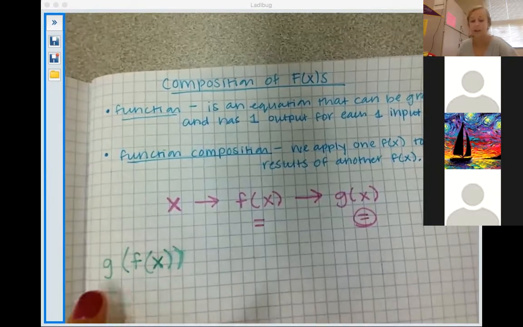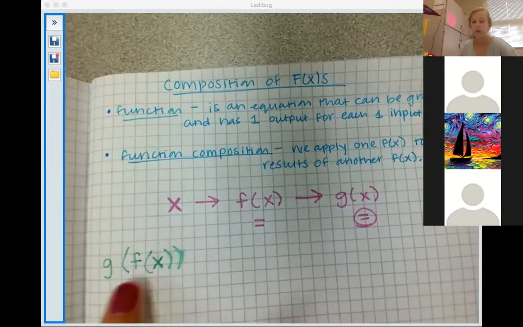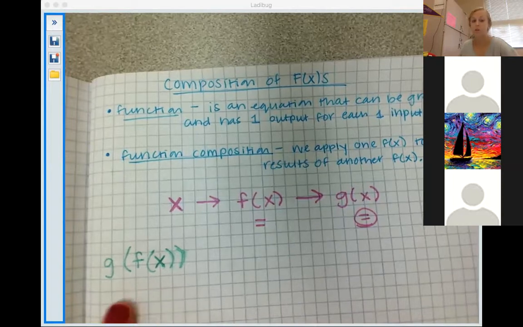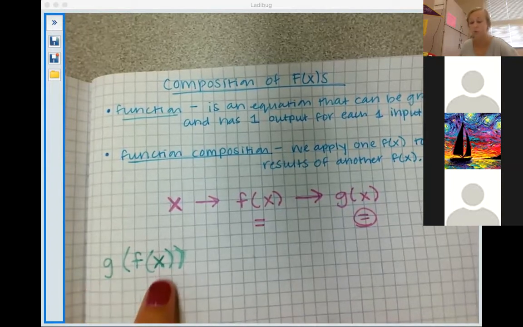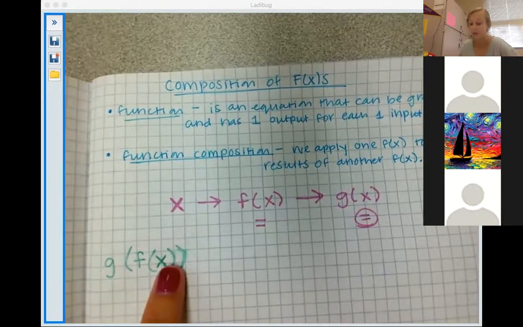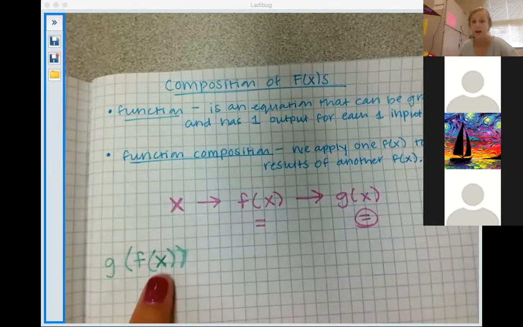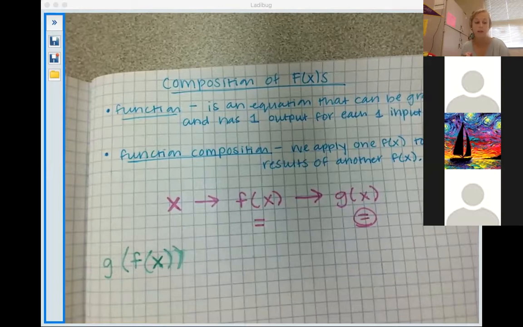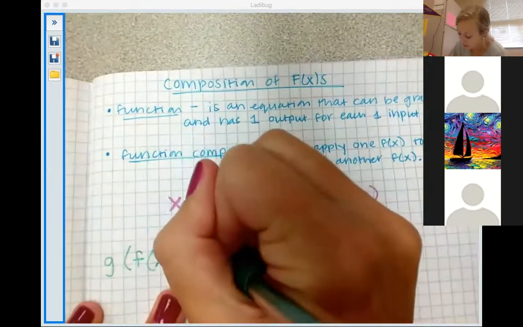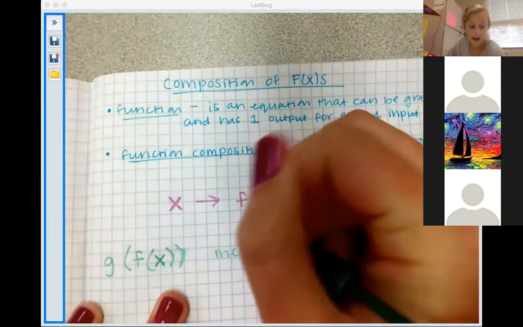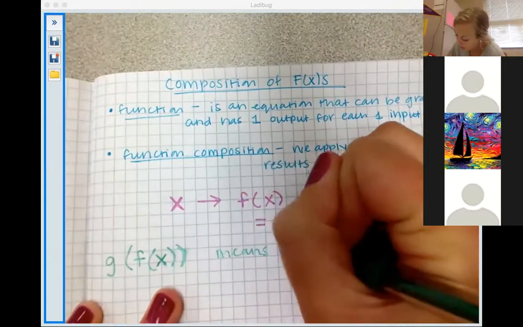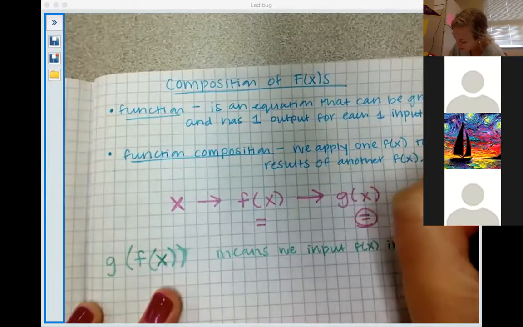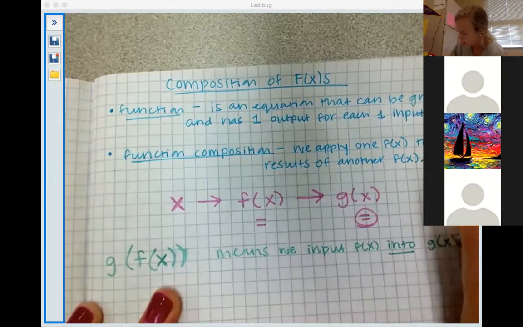So we're starting with X, we're putting that into f of X, and then whatever we get for f of X is going into G. This is your notation. It's not order of operations, so please don't get that confused. You don't start with G, you start with what's on the very inside. X gets put into f of X, and then whatever we get from there gets put into G. This is a composition, okay? So what this means is that we input f of X into G of X.